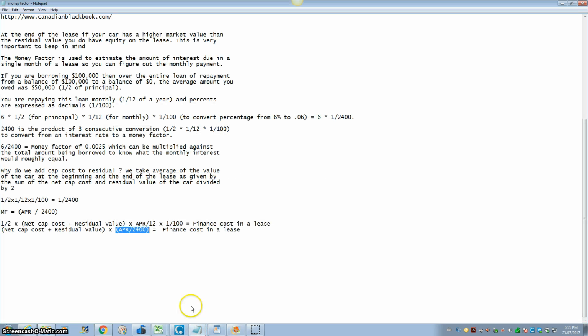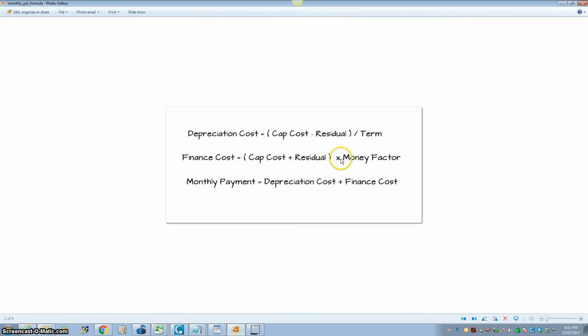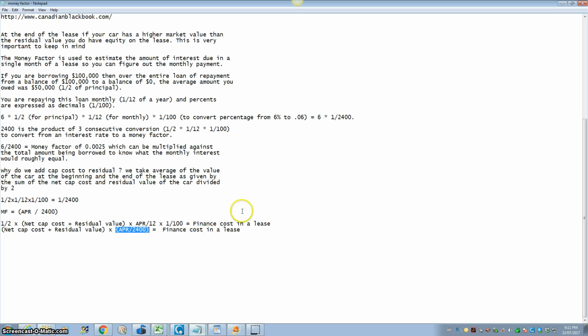It's a beautiful formula actually. The more I look at it, the more I'm fascinated by it, because everything gets hidden in it. And by the way, in a lease transaction, or in an exam, the money factor will be given to you, and all you have to do is multiply the money factor into this equation and you get the finance cost. But that's a theory, okay, which I've explained to you.